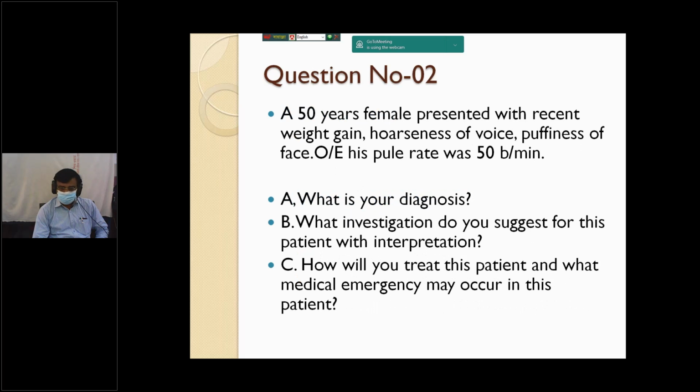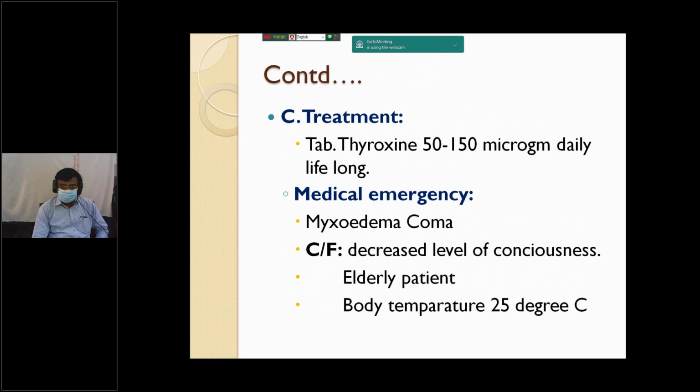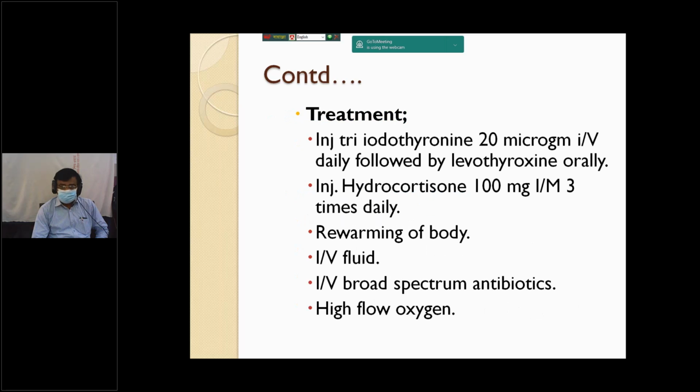What medical emergency may occur in this patient? The patient may develop myxedema coma, and it is characterized by decreased level of consciousness, elderly patient, body temperature 25 degrees centigrade or very low, and it is treated by injection triiodothyronine 20 microgram IV daily, followed by levothyroxine orally. Injection hydrocortisone 100 milligram IM 3 times daily, rewarming the body, IV fluid, IV broad spectrum antibiotics, and high flow oxygen. These are the treatment of myxedema coma.